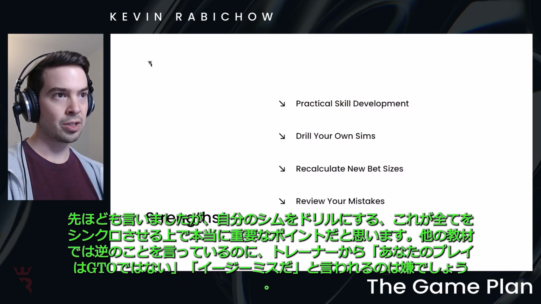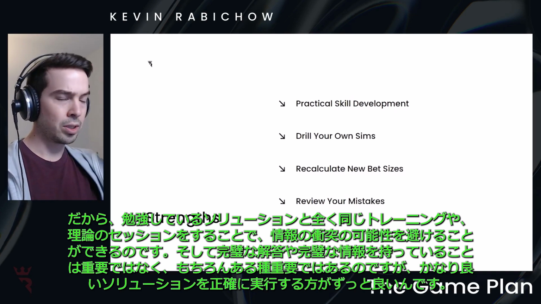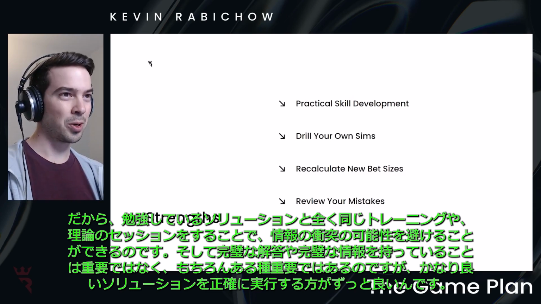Like I said, you can drill your own sims. I think this is really key to making everything synchronous. You don't want the trainer to be telling you that your play was not GTO or that you made an EV mistake when your other study material is telling you the opposite. So by training the exact same solutions that you're studying in your theory sessions, you avoid any possibility of conflict in information. And it's not important. I mean, it's sort of important, but executing a pretty good solution accurately is so much better than having the perfect solution or the perfect information.